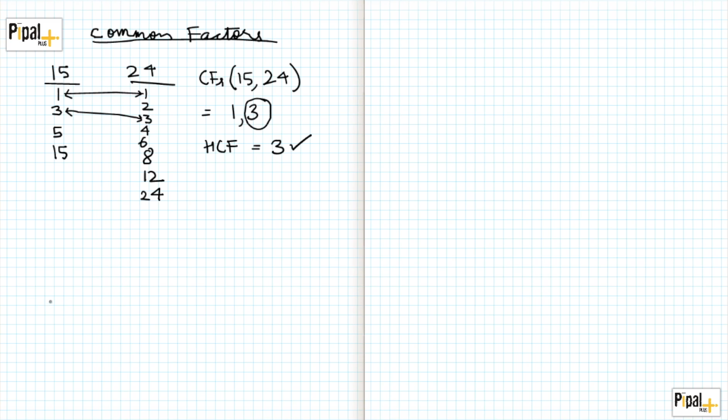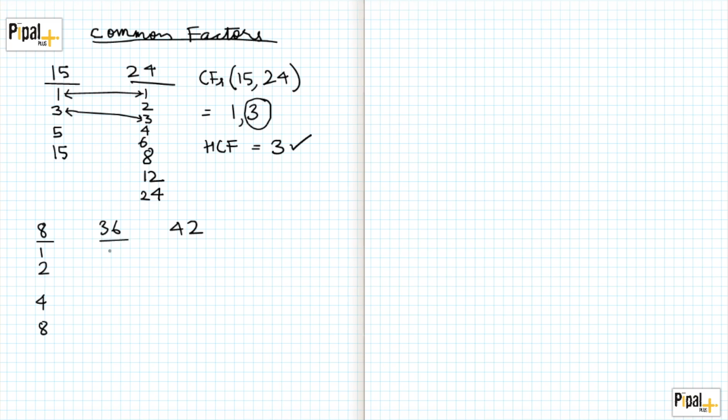Now let me take another example. This time let me take 3 numbers. So now I'll take 8, 36 and 42, right? So let me list down all the factors of 8. So 1 into 8, 2 into 4, that's it. So 1, 2, 4 and 8 are all the factors of 8.